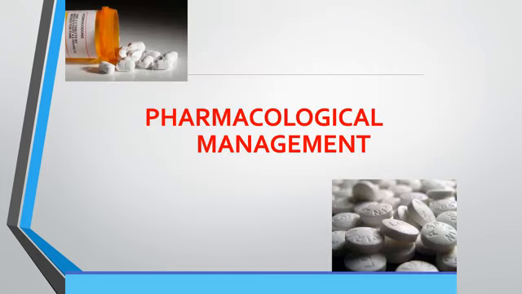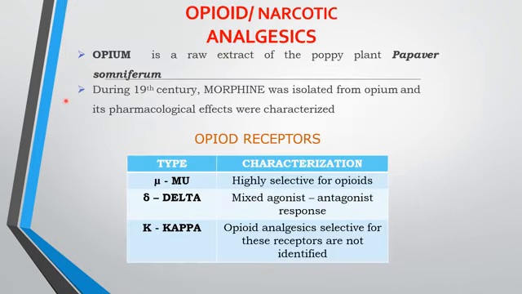And then pharmacological management. Here we will use the opioids. Opium is a raw extract of the poppy plant, Papaver somniferum. During the 19th century, morphine was isolated from opium and its pharmacological effects were characterized. So it is being used in pain management.